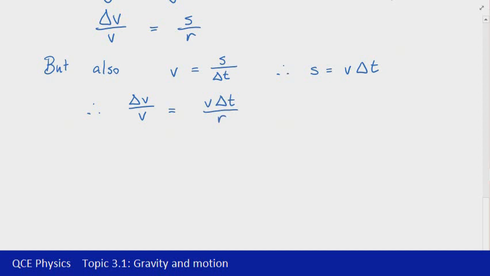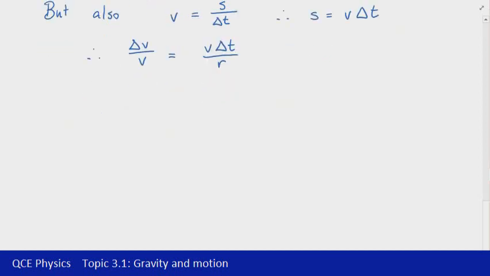Now going through a couple of algebraic steps here, we're going to take the delta t over to the left, so we'll be left with delta V on delta t on this side, and that means we'll take this term of V up to the right hand side, so that's V multiplied by V. We're going to have then V squared on R. But we have already defined that delta V on delta t is our acceleration. So we can then write that a_c is going to be equal to V squared on R.